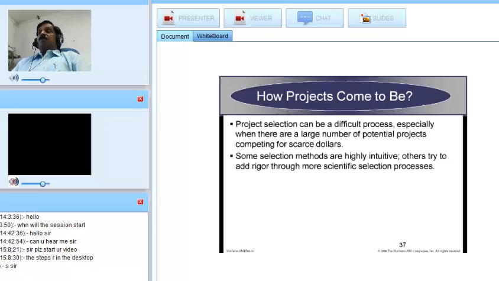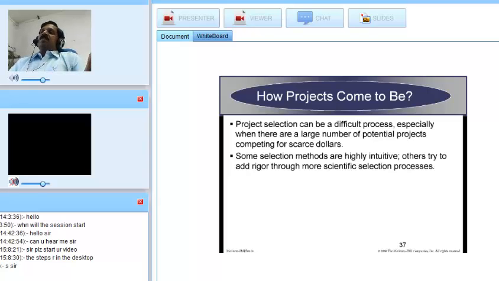And how do the projects come to be, and how do you get a project initially? So now the project selection can be a difficult process, especially when there are a large number of potential projects competing for scarce dollars. So in a company, suppose there are multiple projects required, they compete for the same resources. So the project selection process will be done by the company based on their requirements, based on their necessity, based on their needs. And there are some methods which will be intuitive. Others try to add rigor through a more scientific selection process.